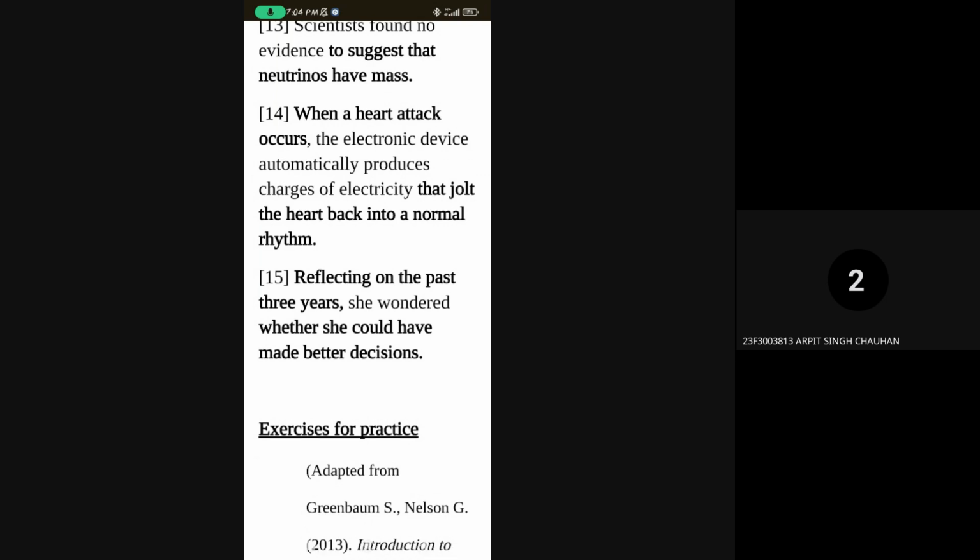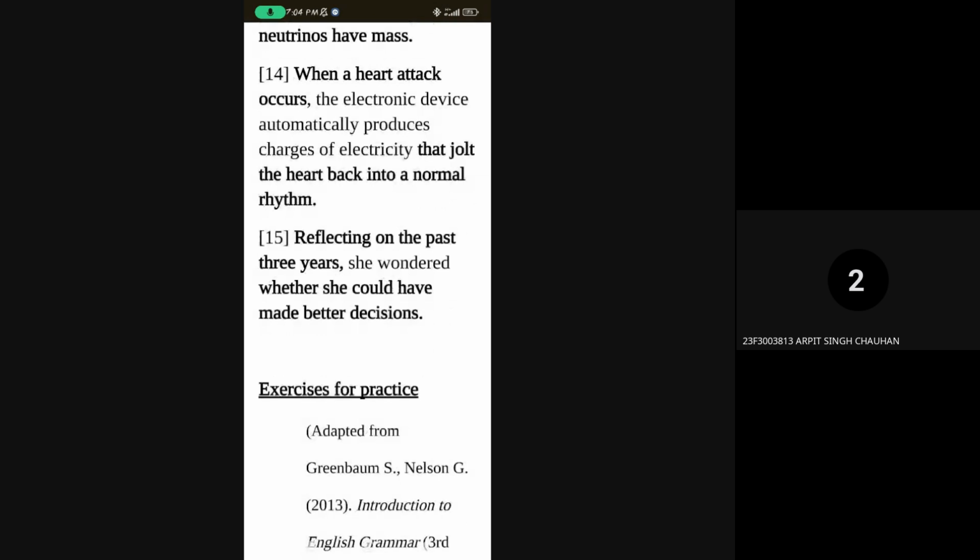Right. Now, the last one for today. We'll continue the discussion on this for a little while in the next class as well before we take up adverb. But for today, I think we'll stop with this question. So last one: reflecting on the past 3 years, she wondered whether she could have made better decisions. Sorry for the background noise. This is closer to a highway.